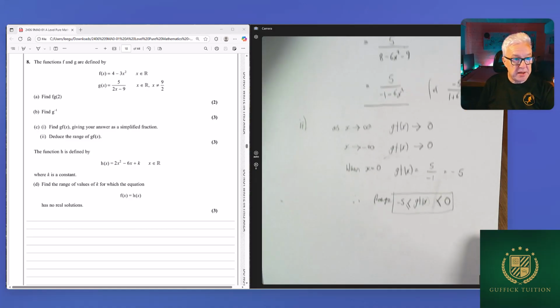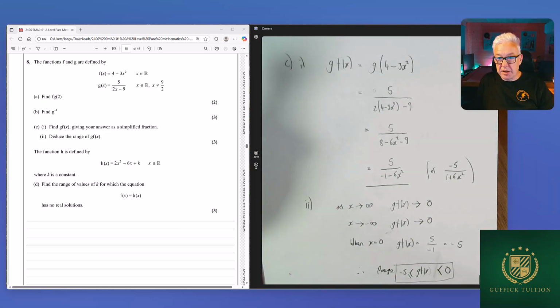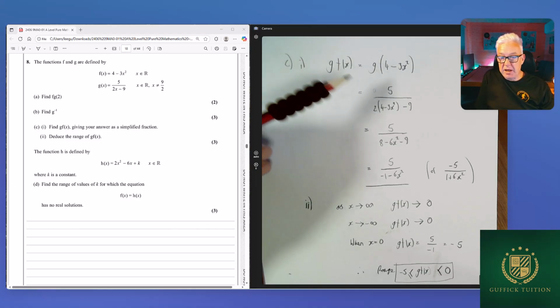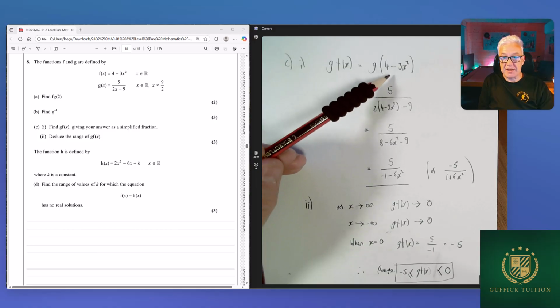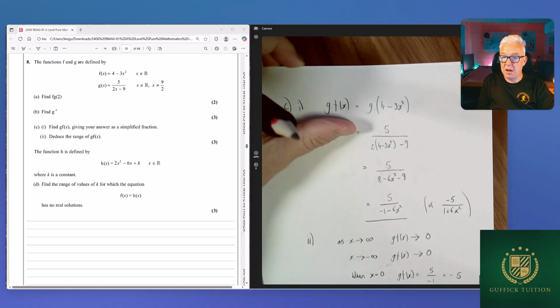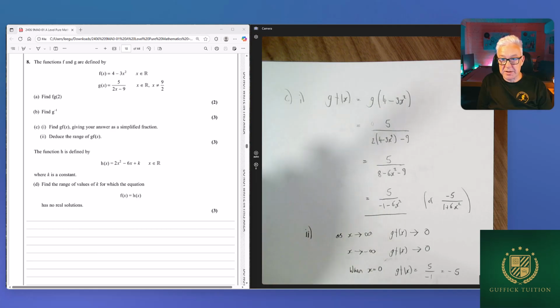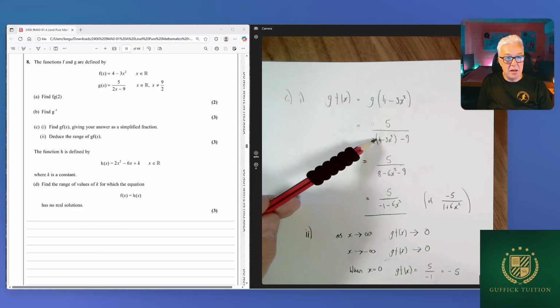Part C, it says find an expression for g of f of x, giving your answer as a simplified fraction. So g of f of x, again, just like the kind of thing we met in year 11. So how we're going to find that is we're going to do g of f of x. f of x is 4 minus 3x squared. So we're going to put 4 minus 3x squared into our g of x, and g of x is 5 over 2x minus 9.